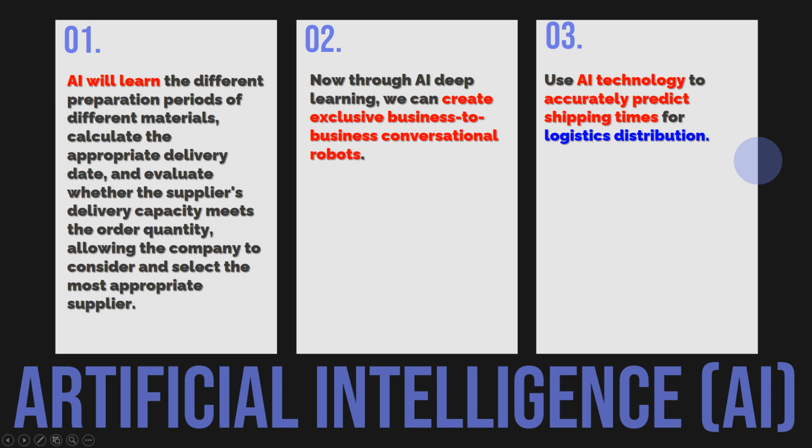Now through AI deep learning, okay, actually recently the news is about deep learning. The issues are a lot, okay, so I think a negative application is called a deepfake. Deep learning is a very crucial step in AI development. For example, you can create exclusive business-to-business conversational robots. We call it a chatbot. For example, at MCU, you will get chatbot information.